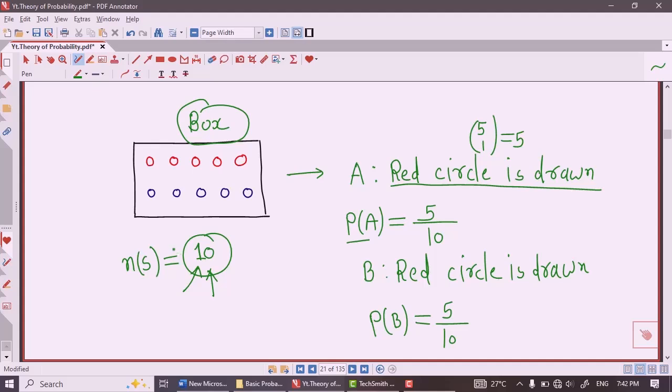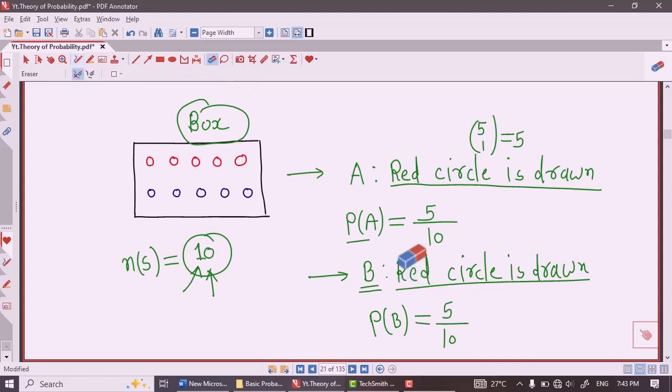Now again we are doing a random experiment. We select one circle out of these 10 circles, and we define event B as a red circle being drawn. So for event B also there are 5 red circles and the total number of elements is 10. So the probability of B is 5 by 10.